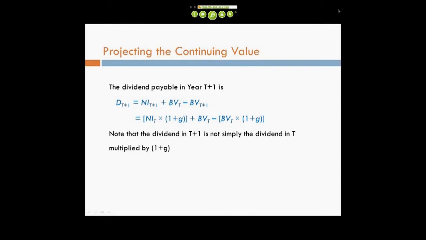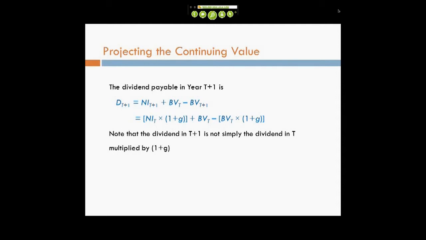So, remember that formula we had before where we just took dividends. The dividend in year T was equal to the net income in year T plus the book value in T minus 1 minus the book value in year T. This just takes it for the next year. The dividend in year T plus 1 is equal to the net income for that year, plus the book value from the previous year minus the book value of that year. Okay?